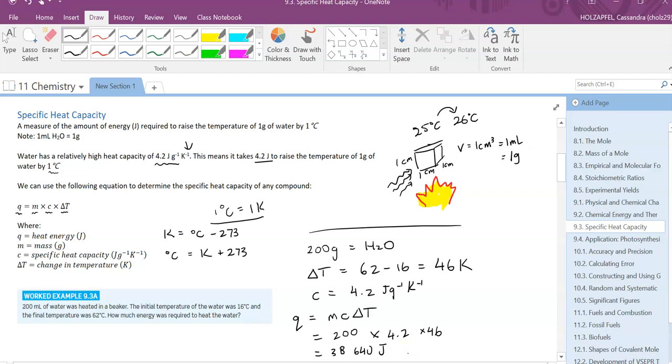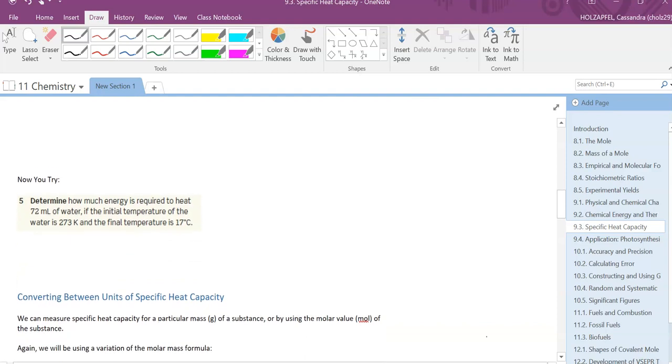Now, I'm not sure if you guys look on the back of food packets, but usually when we measure energy, typically in society we use kilojoules, and the reason for that is because the unit joules are actually really, really tiny. If you want to, you can convert this into kilojoules, but you don't actually have to because it's not a standard unit. We can just divide by 1,000, so that's going to be 38.64 kilojoules.